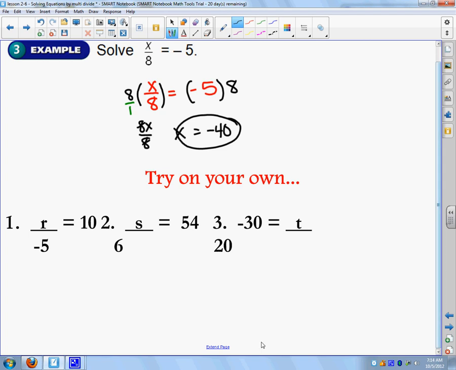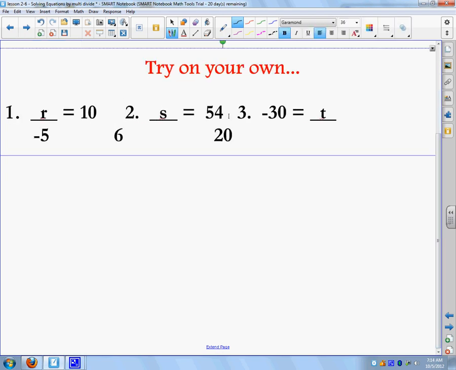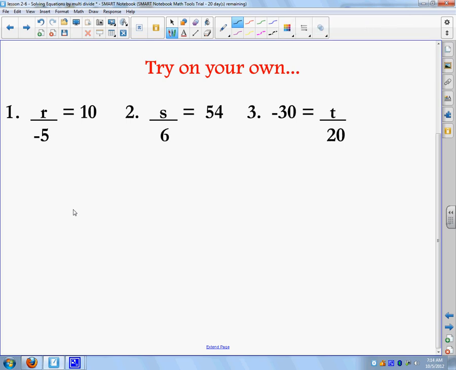All right, so try these on your own. There we go, much better. And then come back and we'll go over them. All right, so for this one, I'm going to multiply both sides by negative 5 to get rid of that denominator. So r equals negative 50.